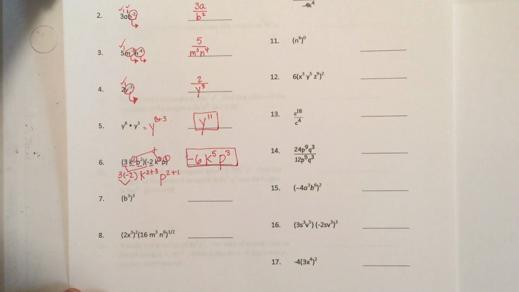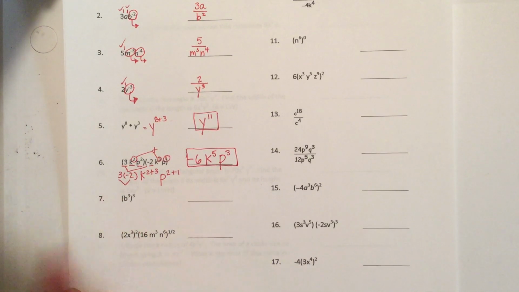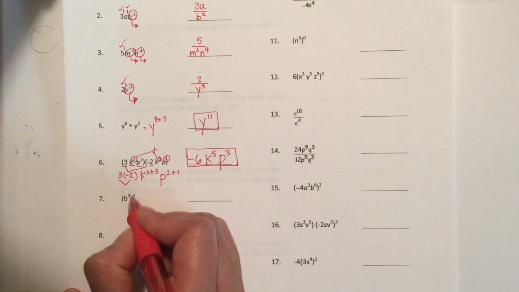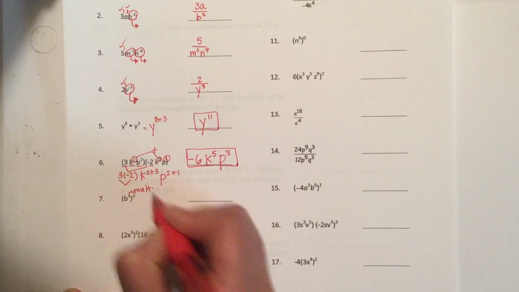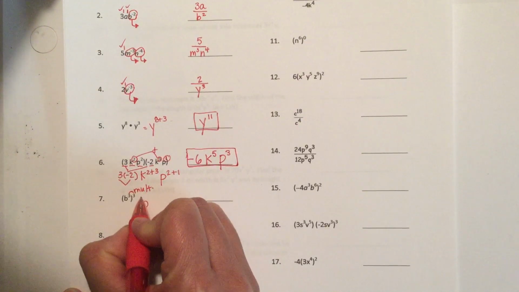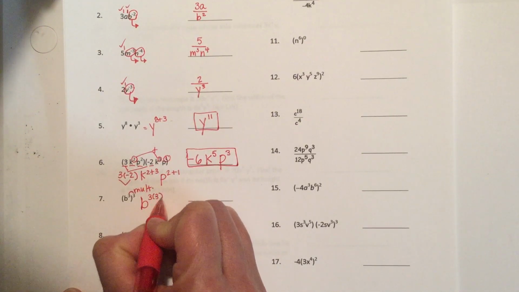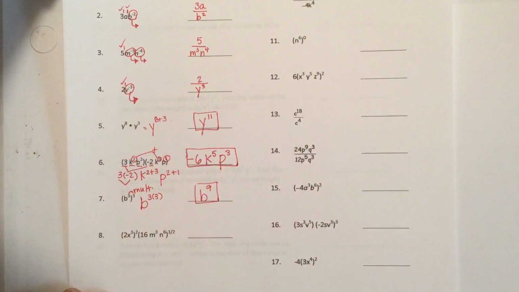Number 7, you have b to the 3rd power, and all of this is being raised to the 3rd. So this is power to a power. When you have a power raised to another power, the rule is to multiply. You multiply your exponents here. So you're taking b and you're multiplying the exponent. 3 times 3. So this should be b to the 9th power.